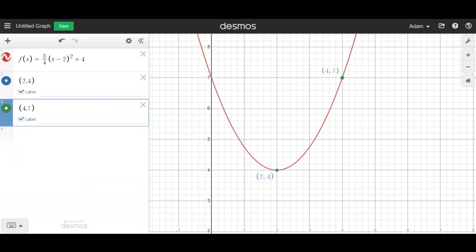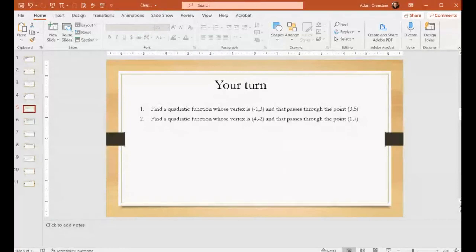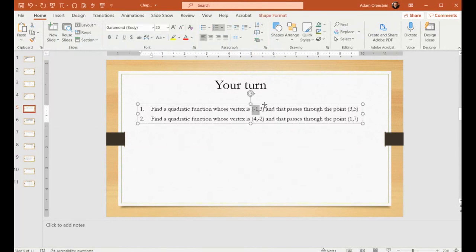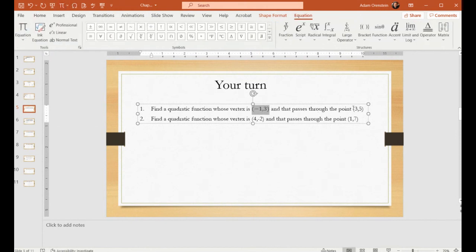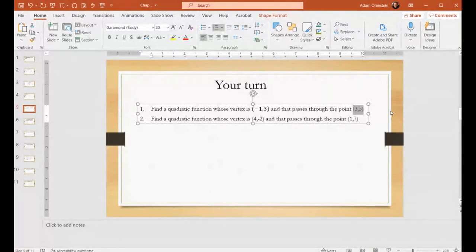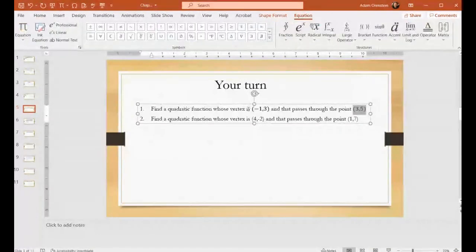Okay, so let me stop sharing this and get back to the notes, because then everyone here is going to try some problems. Here we go. What I want everyone to do is try these questions. They're very similar to what I did before. You want to find a quadratic function whose vertex is this and passes through this.